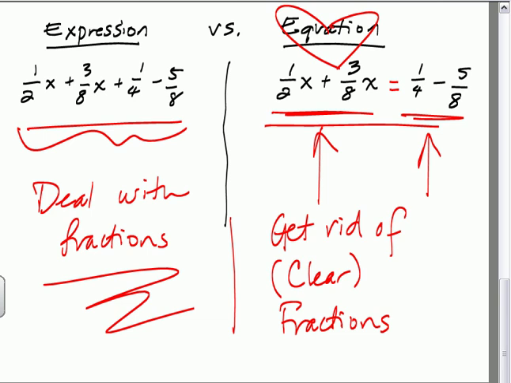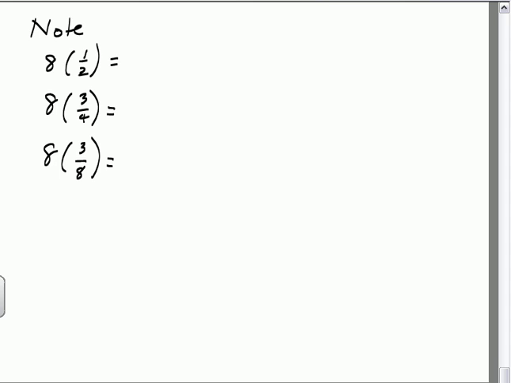Let's take a look again, just at fractions first. Notice something here. If we take 8 times 1/2, 8 times 3/4, and 8 times 3/8, let's see if anything nice happens. We can put the 8 over 1, and these cancel, so we will end up with 4. When we take 8 times 3/4, the top and the bottom will cancel, and we're left with 6 over 1, or just 6. And for the last one, these cancel, and we're left with 3. That's kind of nice, right?